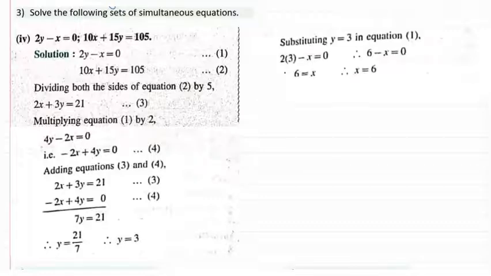So as now we got the value of y as 3, let us substitute this in the simplest equation, that is equation number 1. So substituting y is equal to 3 in equation 1, we will get 2 into y. So in place of y it has to be 3. So it will be 2 inside the bracket 3 minus x is equal to 0. 2 into 3 is 6. So 6 minus x is equal to 0.